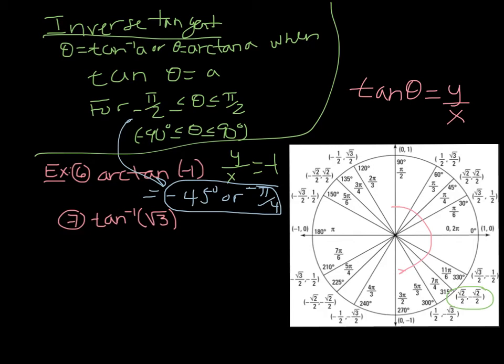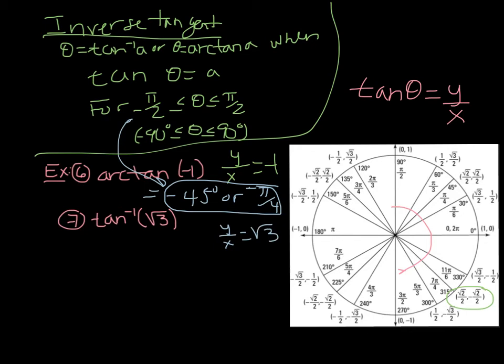So then for number 7, this one's a little bit harder. I have inverse tangent of radical 3. So for that one, you might need to work it out a little bit on your own. We know that this has to be a positive value because if you look at your negative angles, they're going to give you a negative tangent. So we want to figure out where our y over x is equal to radical 3.